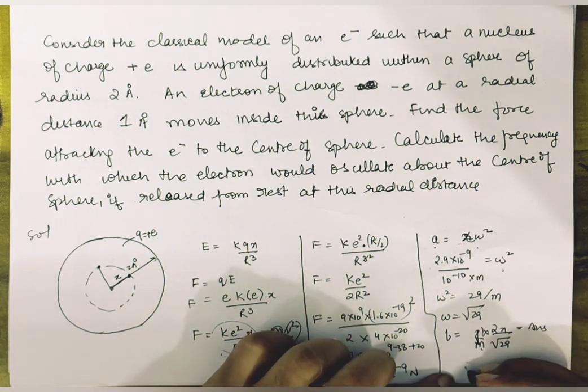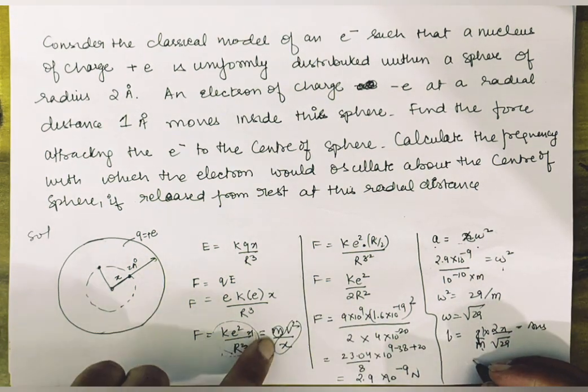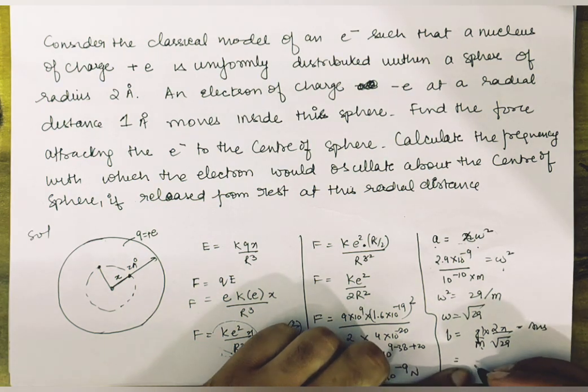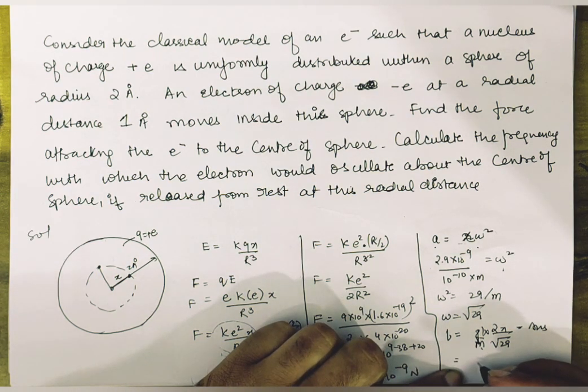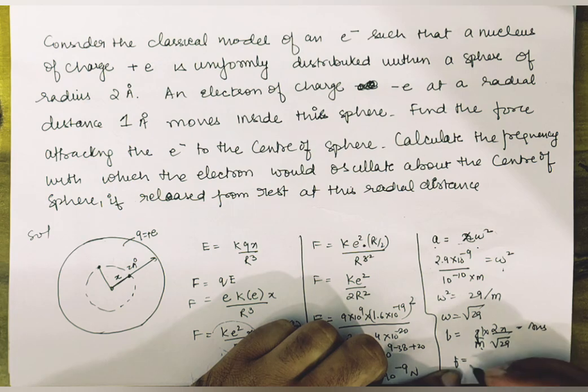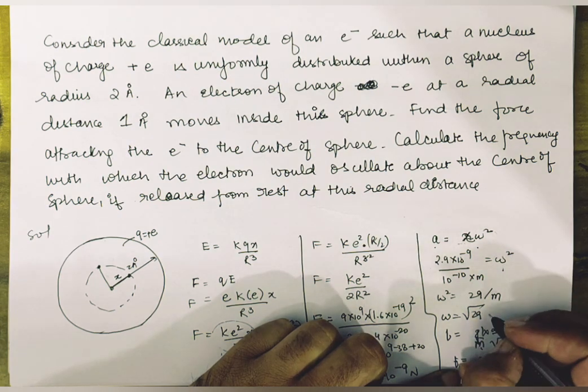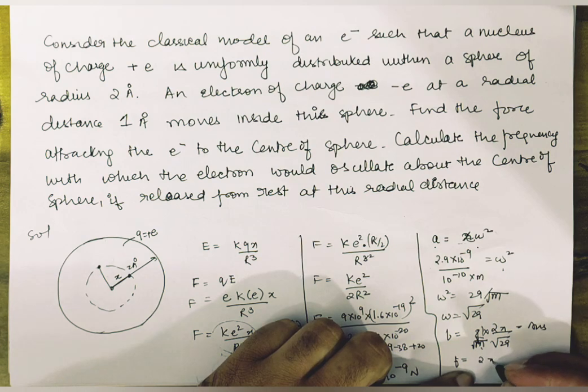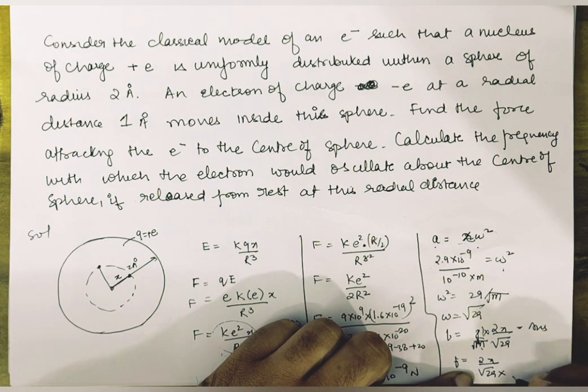So the mass of the electron, which is actually revolving, is 9.1 into 10 power minus 31, then you'll get the correct answer. So that also comes under the root. So 2 pi by root 29 into root of 9.1 into 10 power minus 31. Then you'll get the correct answer.